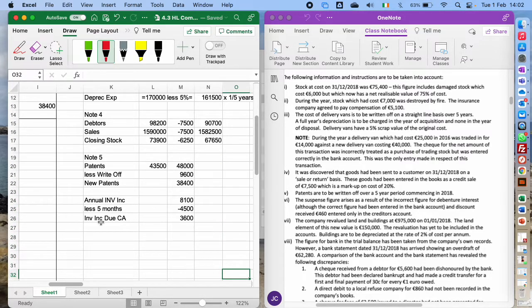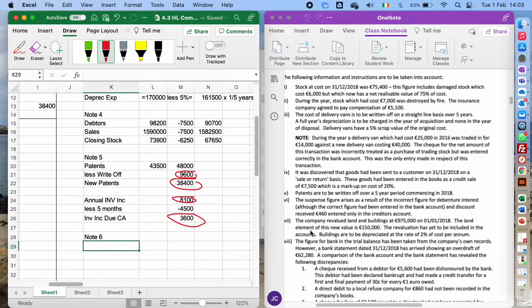Okay, so we're on to note 6. So I've dealt with all of those there. Okay, maybe if I do the same thing as I did before. So I'm putting in the patent write-off, and I'm putting the new patents figure into my answer. I'm putting the annual investment income figure in, and I'm putting the current asset. So there's the numbers I'm putting into my answer.